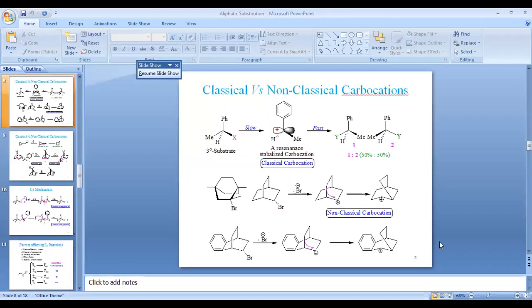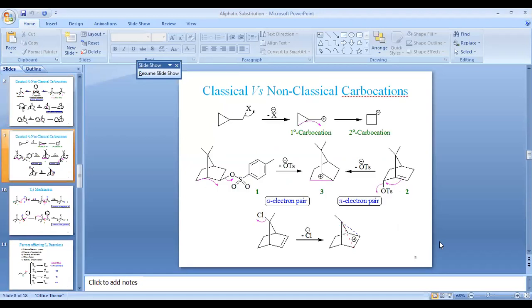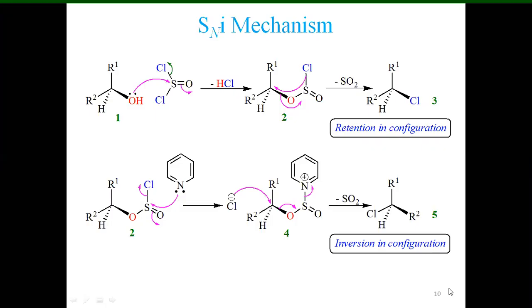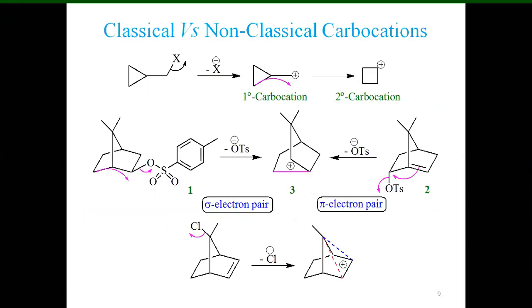In the last slide you have just discussed right now, which one? In this one, the conversion of structure number 2 into 3, that is pi electron pair transference. So can you please tell me whether this is a classical or non-classical carbocation?